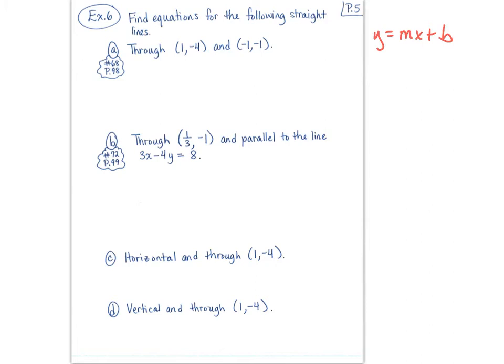All right, let's go through A. So, what did you get for your final answer? For A, what did you get? -3 over 2x minus what? Leave it as a fraction. Minus 5 halves. Good.